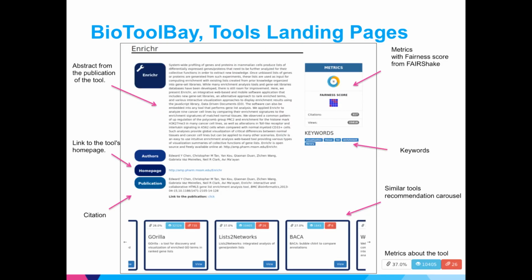This is an example of a specific tool landing page. Enrichr is a tool developed by Ma'ayan Lab. The landing page template includes an abstract from the publication of the tool, list of authors, metrics like number of views, citations, Altmetric score, as well as fairness score retrieved through the FAIRshake API. Every landing page includes a URL to the tool's homepage or GitHub repository. One of the most important features of the page is the Similar Tools recommendation carousel that aims to provide users with 9 most similar tool suggestions.